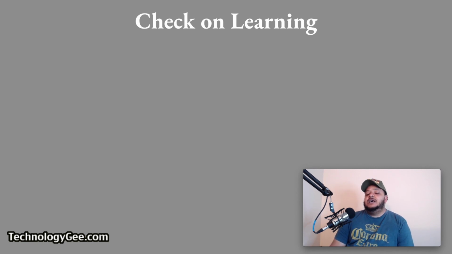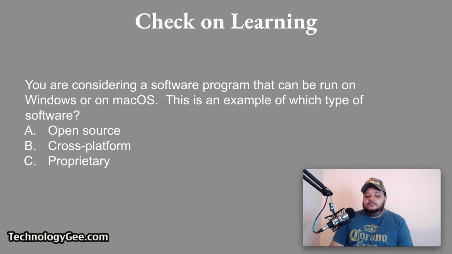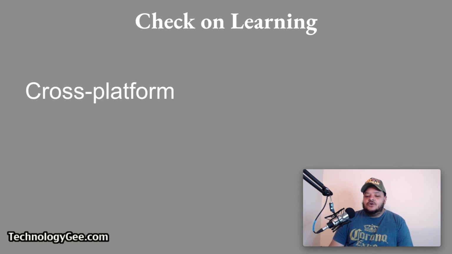So now let's get into some check on learning. Question number 1. You are considering a software program that can be run on Windows or on Mac OS. This is an example of which type of software? Would it be open source, cross-platform, proprietary, or site license? So software that could be run on Windows or Mac, the correct answer would be cross-platform, because it can run on Windows and Mac.